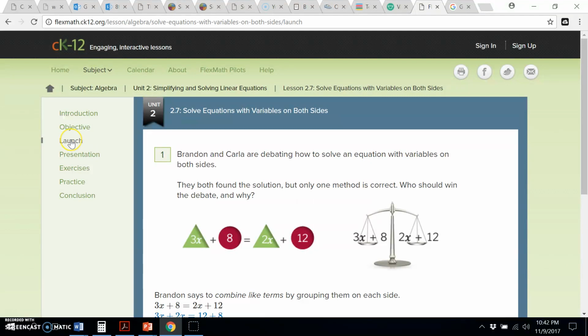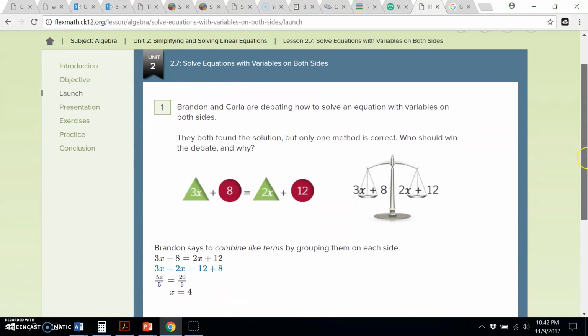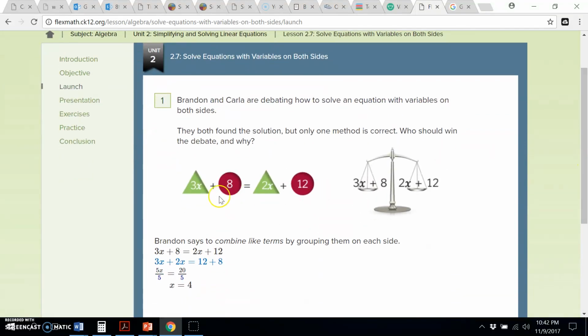Brandon and Carla are debating how to solve an equation with variables on both sides. They both found a solution, but only one method is correct. Who should win the debate? Now, let's look and see what Brandon did, which I have seen some of y'all do. Brandon simply added the like terms. They combined like terms by grouping on each side. So they grouped 3x and 2x and got 5x, 8 plus 12 and got 20, like so down here, and then divided 5 by both sides and got 4.